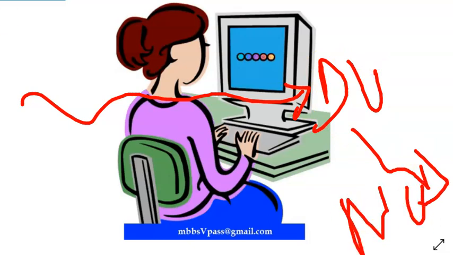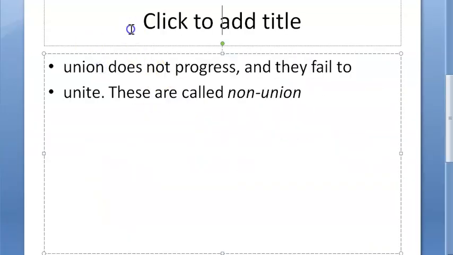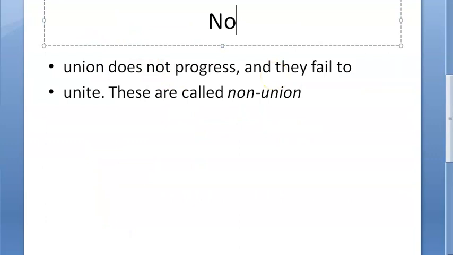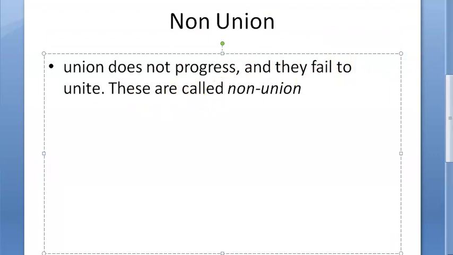NU. Okay, non-union. So basically, if the union does not progress and there is a failure to unite, then only it is called non-union. So how will you say what non-union is? You will say that non-union of a fracture means the union does not progress or they fail to unite. This is called non-union. Okay, so it is after 6 months only you can declare it as non-union. After 6 months, you have to wait at least 6 months.